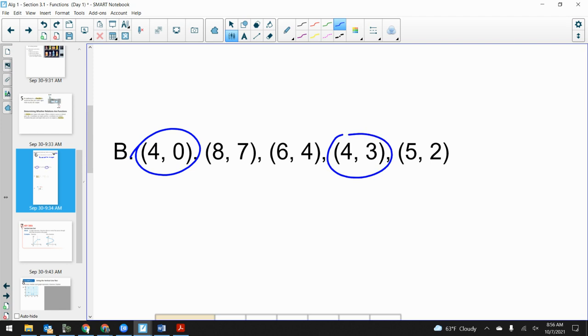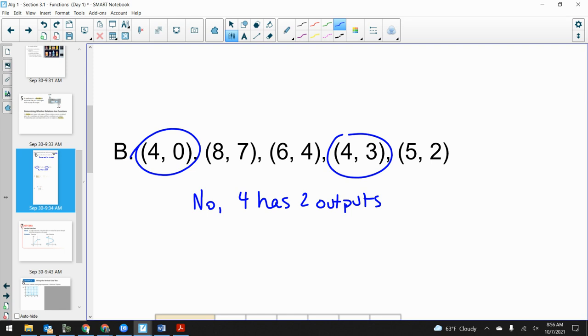This is what makes it not a function. All of the other coordinates are completely fine. But the fact that 4 is in there twice and it gives me 2 different outputs for that 4, this makes it not a function. Okay, we would say not a function. Why? Because 4 has 2 outputs. Basically, if I said what's the output when I plug in 4? Is there only one answer? No. That makes it not a function.